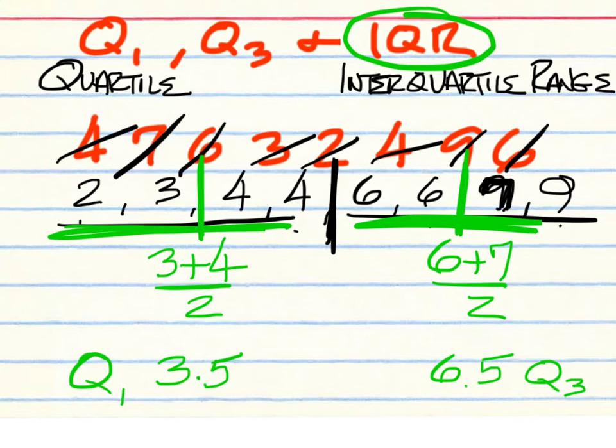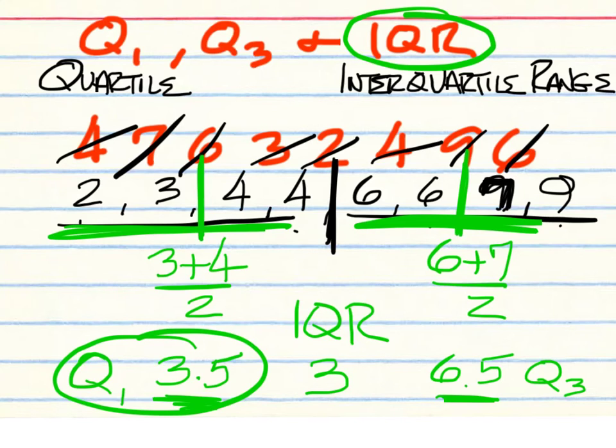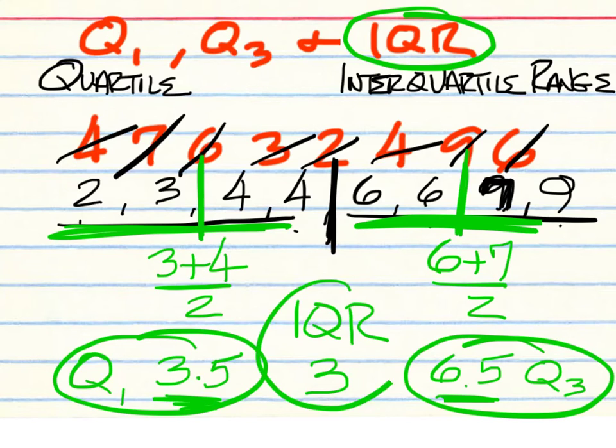To find the interquartile range, subtract 6.5 and 3.5. Q3 minus Q1. That would give you an IQR of 3. So your 3 answers are Q1 is 3.5, Q3 is 6.5, and the difference between the two is IQR. That would be 3.